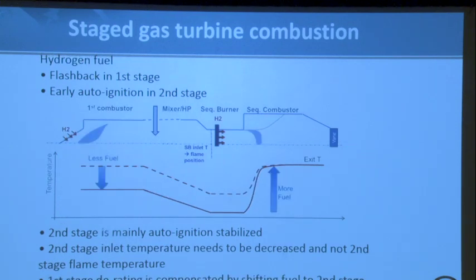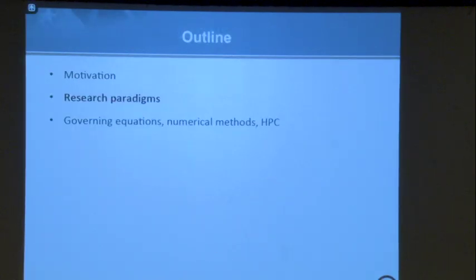And what you can do, because it's got two stages, is adjust to the different load demands. You can derate the first stage by decreasing the temperature, and that can be compensated by shifting or injecting more fuel into the second stage. And therefore, you don't lose any of your power. So from this, I'd like to then transition to some of the research paradigms.